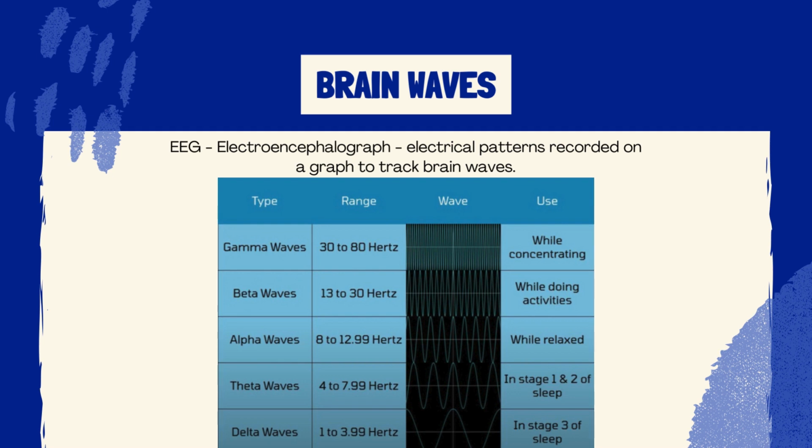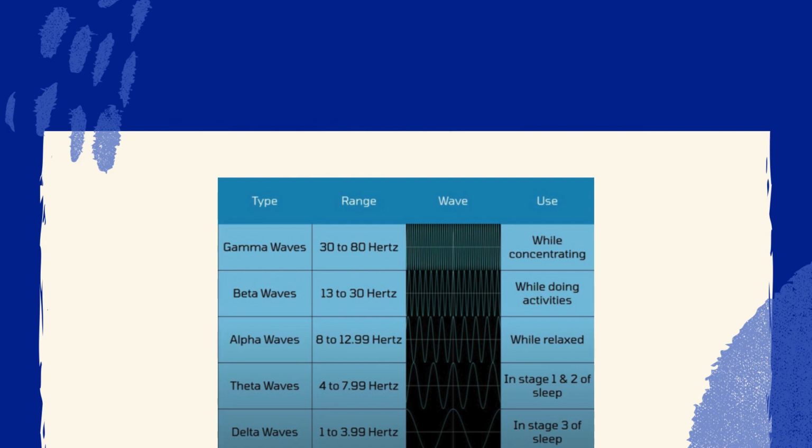Theta waves are during the first two stages of sleep. The first two stages of sleep are light sleep, and it's just the time when you're closing your eyes, which is from 4 to 7.99 hertz frequency. And delta waves are stage 3, which is deep sleep, the stage before REM sleep. And this is from 1 to 3.99 hertz of frequency.